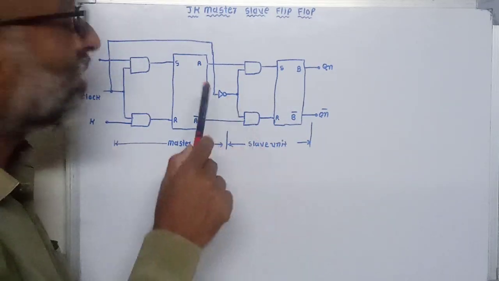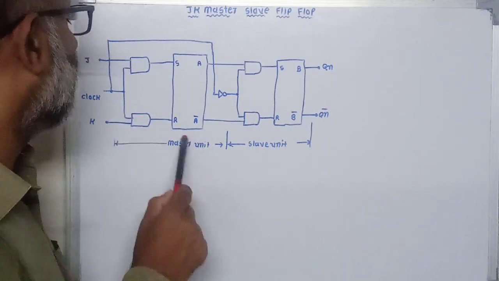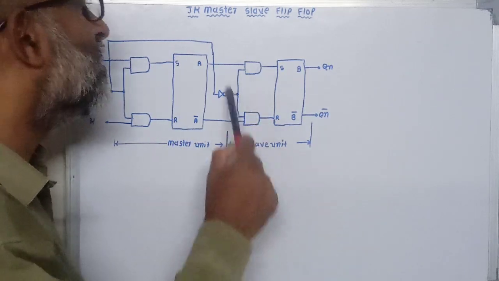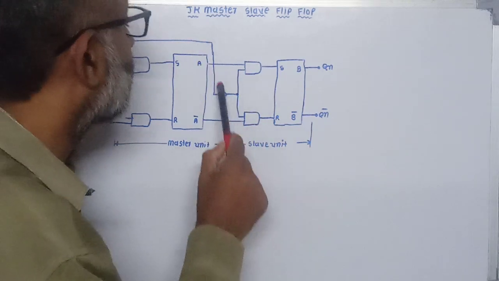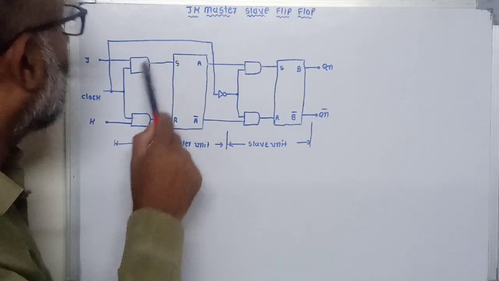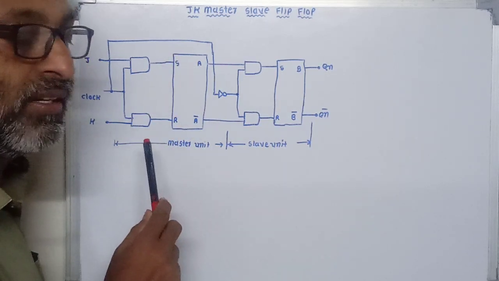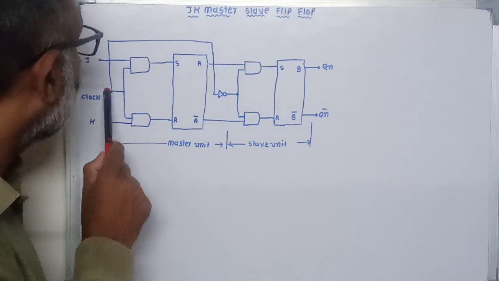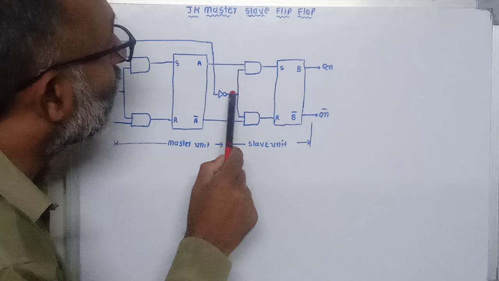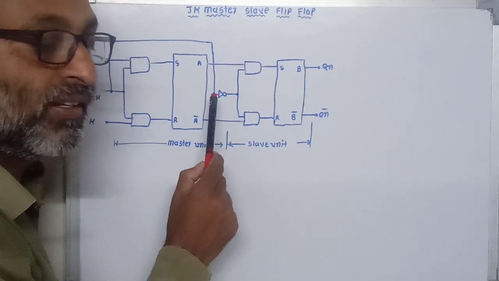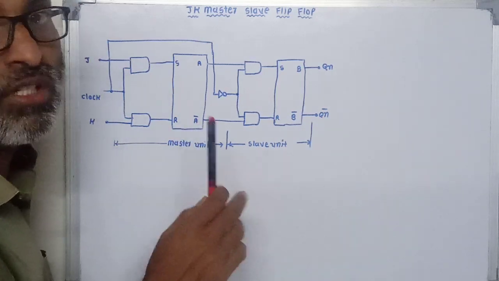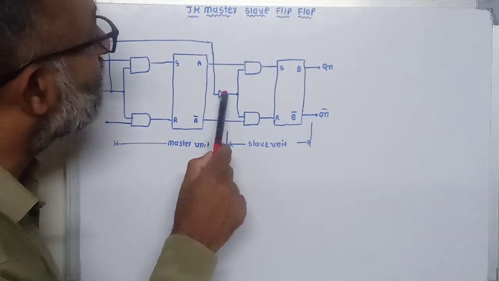Now as shown in this figure, the clock signal is applied to the master unit. The clock input signal for the slave unit is given through this NOT gate. So it is most important. That means the master unit is enabled when the clock signal is 1, but the clock input of the slave unit, through this NOT gate, goes to 0 level, so the slave unit is disabled.